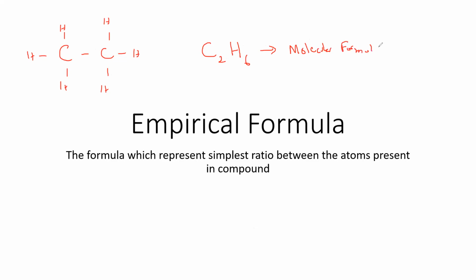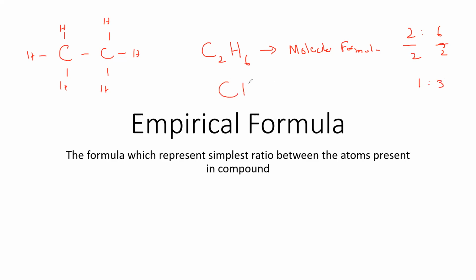But what is the empirical formula? The formula which represents the simplest ratio. So what is the simplest ratio between 2 and 6? How to take the simplest ratio? We divide by the smallest value. The smallest value is 2, so I'll divide both of them by 2. So this will be 1 and this one is 3. So the simplest ratio is 1:3.